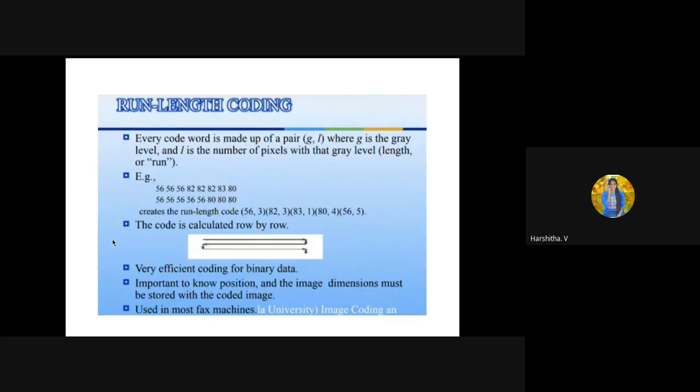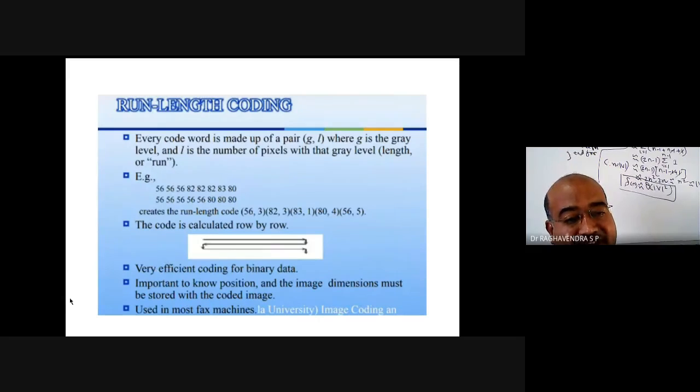Yes sir. Okay. Now this is one of the very efficient codings for binary data. Look, instead of sending this entire image, I send 56,3, 82,3, 83,1, 80,4, 56,5. If I send this information, I can conserve a lot of bandwidth. I can preserve a lot of storage. So it is very efficient coding for binary data. It is important to know that the position and the image dimension must be stored with the coded image.